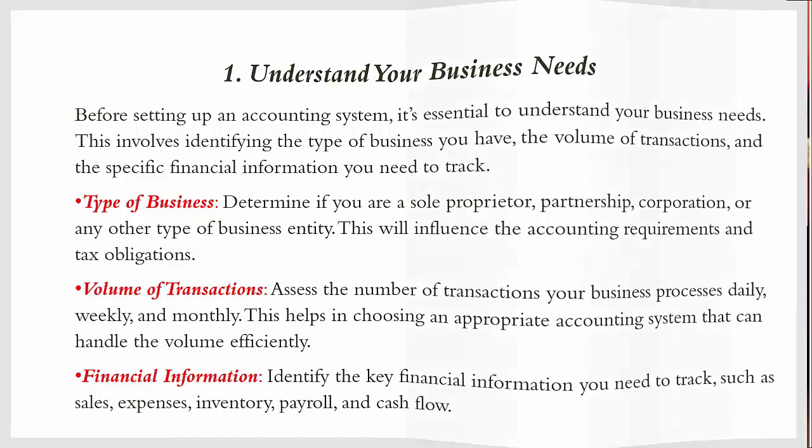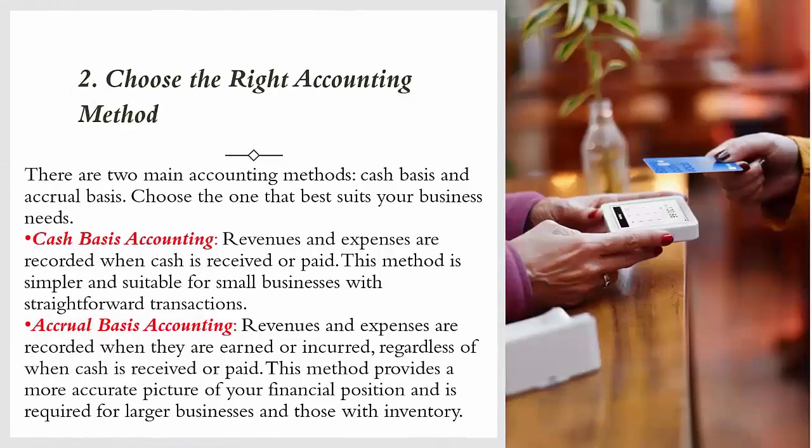2. Choose the right accounting method. There are two main accounting methods, cash basis and accrual basis. Choose the one that best suits your business needs. Cash basis accounting. Revenues and expenses are recorded when cash is received or paid. This method is simpler and suitable for small businesses with straightforward transactions.